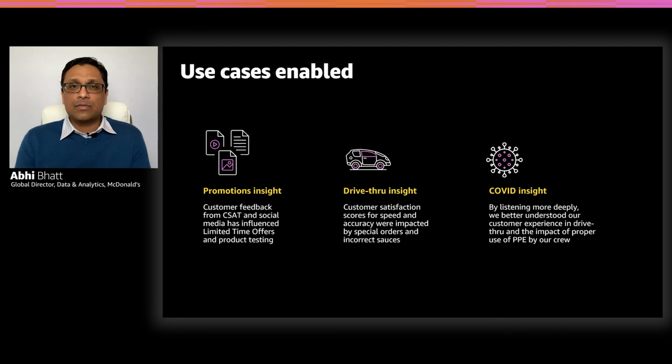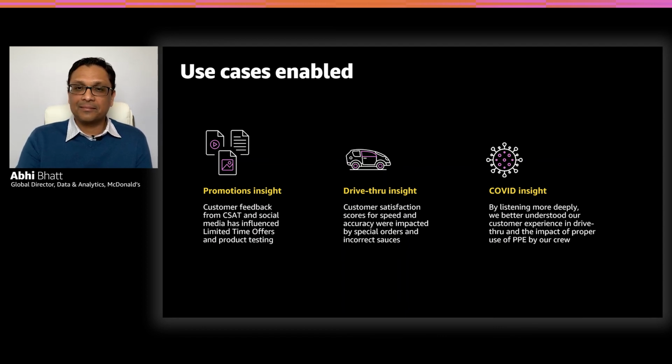We got some interesting insights for customer satisfaction score for speed and accuracy of drive-through orders, where we have identified that they are impacted by special orders and incorrect sauces. So we've identified an issue, and now we have an opportunity to go deeper and see how we can rectify that. Lastly, during COVID, our text analytics solution has helped us do more deep listening of our customers and helps us continuously learn about their experience at McDonald's, either the customer experience in the drive-through or our usage of PPE by the crew members. It has become a great tool for us to listen to the voice of our customer.